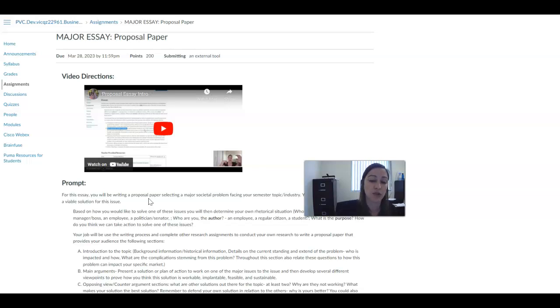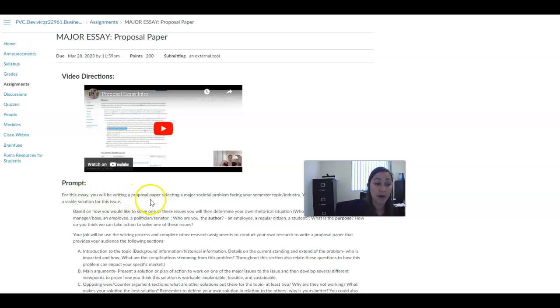One of the reasons why students struggle with this so much is sometimes we get caught up in talking about the problem, but that's only a very, very small part of this paper. The focus of this paper needs to be on the solution and proving that the solution can work, because it's a proposal. It's not an informational paper. So make sure we're very careful with that.